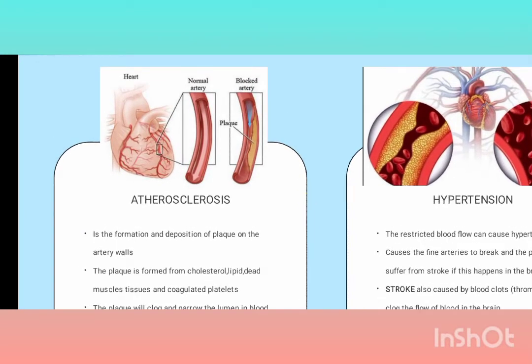So the plaque that forms from cholesterol, lipid, dead muscle tissue and coagulated platelets will be stuck in our artery. That makes the blood not flow easily and it will block the blood flow to the heart and all parts of our body.